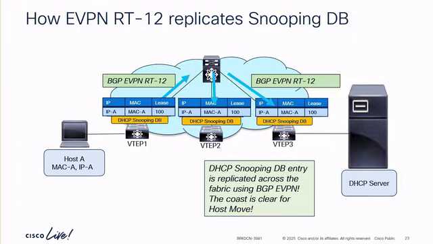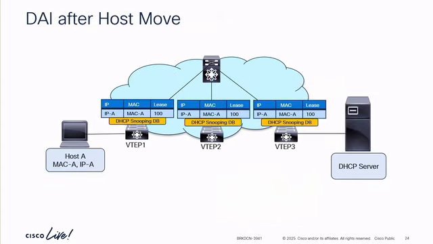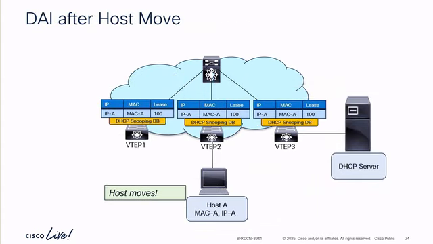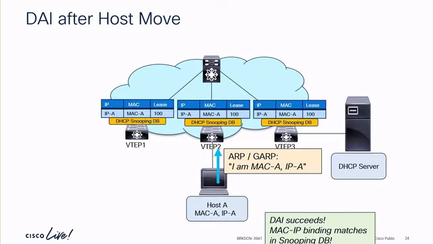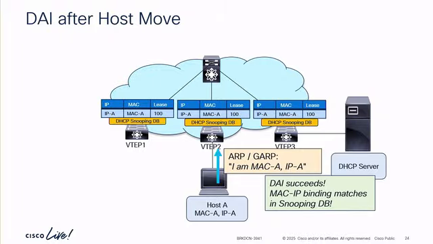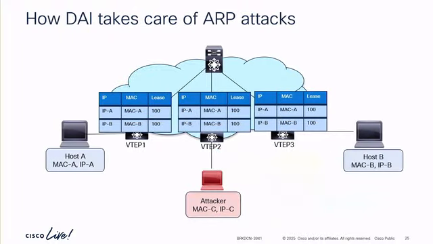So now what happens? The coast is clear for a host move. We'll just see how it happens. The last time the host moved, dynamic ARP inspection, remember, could not be performed because the snooping database was empty. But now, because of BGP EVPN route type 12, it has spread over the entire fabric. So now, when the host sends the ARP request or a gratuitous ARP with its credentials, it matches the DHCP snooping database, as simple as that. And now you're good to go.